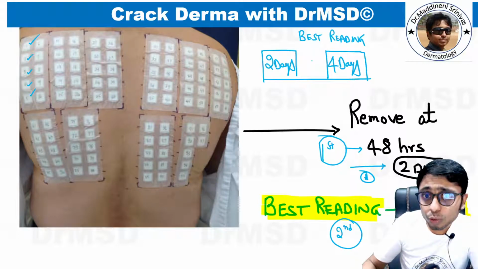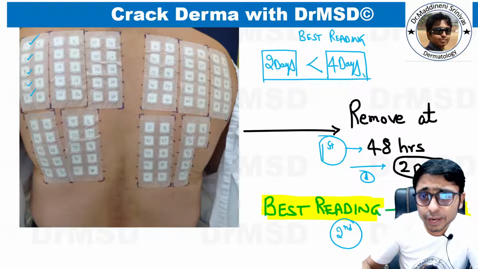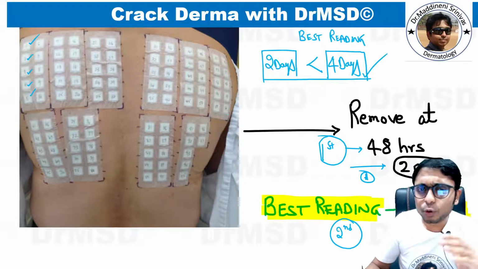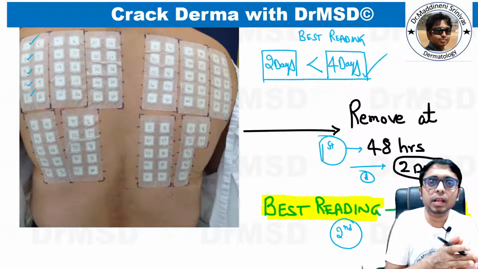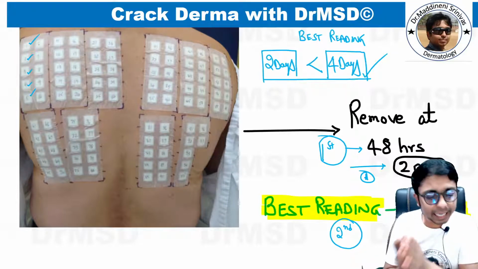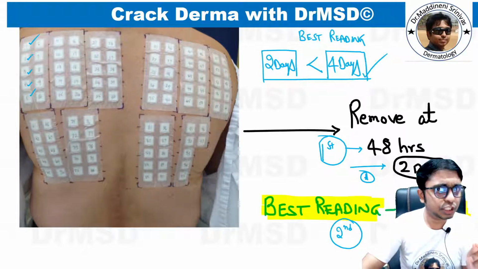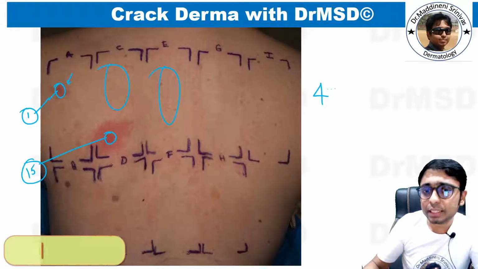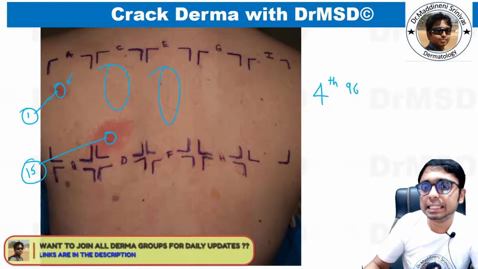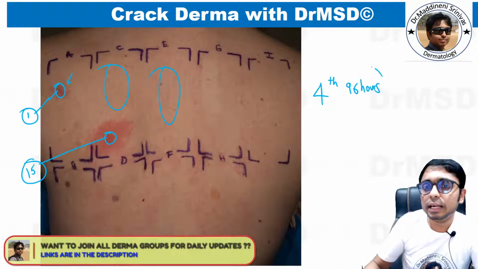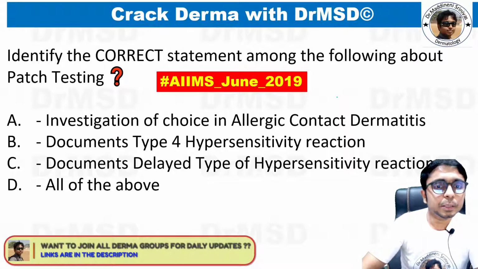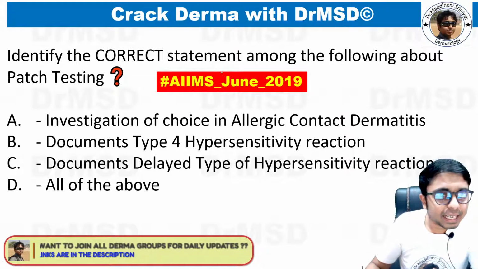So it is 4 days which is going to be the best reading. Why? Because it was observed that few patients might show a late reaction to allergen. That is the reason why taking the reading on the 4th day, that is at 96 hours, is going to give us the best reading. Okay, and this is the next question.